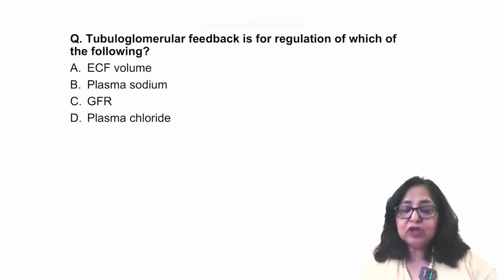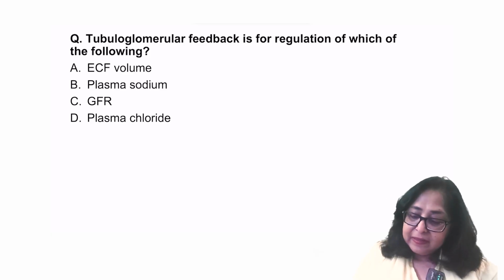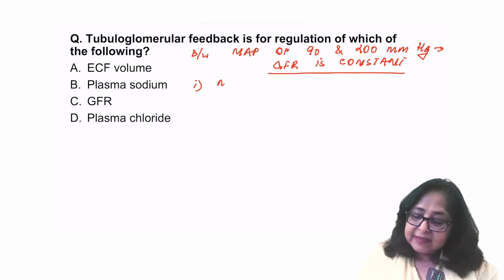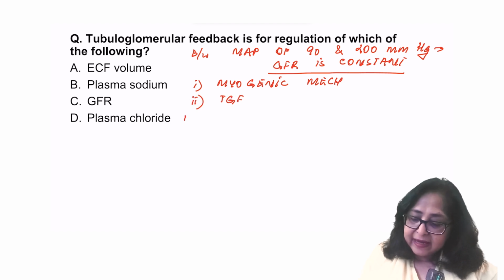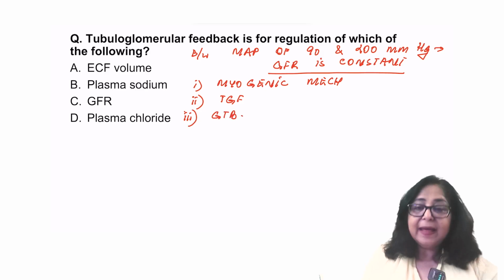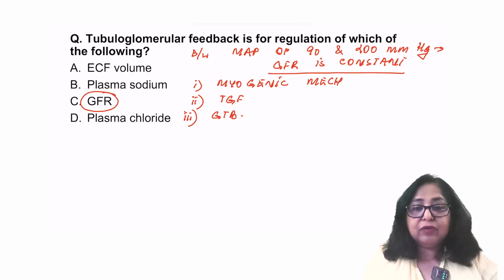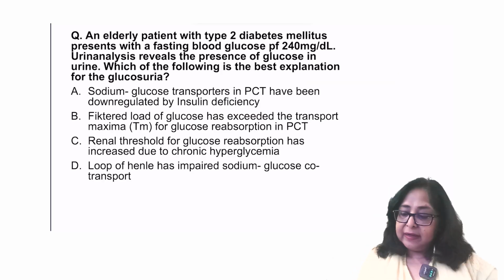Tubuloglomerular feedback is for regulation of which of the following? Now, remember that between a mean arterial pressure of 90 and 200 millimeters of mercury, GFR is constant. And there are various mechanisms for maintaining the GFR constant. Number one, there is something known as the myogenic mechanism of autoregulation of GFR. Number two is the tubuloglomerular feedback. And number three is glomerular-tubular balance. So out of these, the best answer is going to be autoregulation of GFR. Let's have a look at the next question.